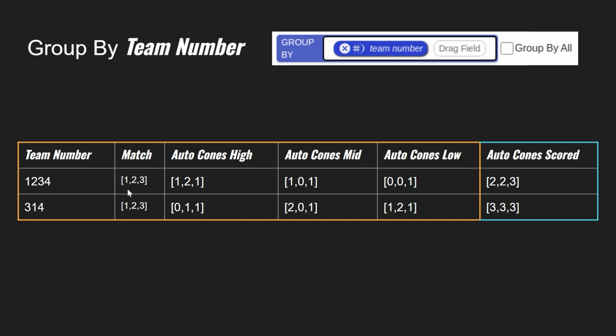And you'll notice it's no longer just one number for match, but rather it's the list of all the matches that they played. And the same is true with the auto cones high, auto cones mid, auto cones low, and even the calculated field that we did from earlier.